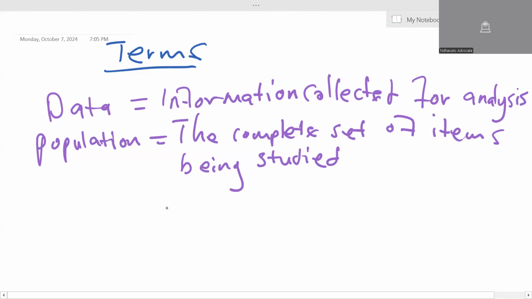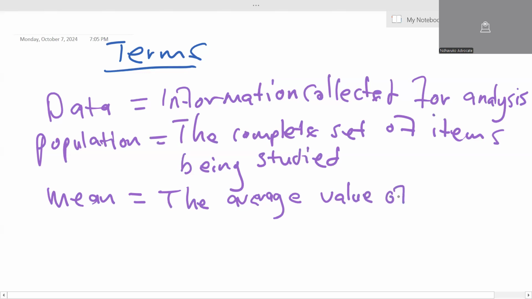So the other one is the mean. Mean is the average value of a data set. The average value of a data set. And then there's median and mode.